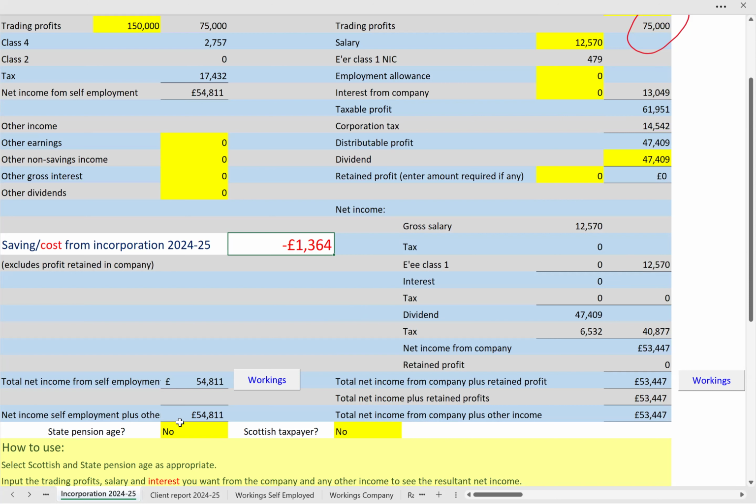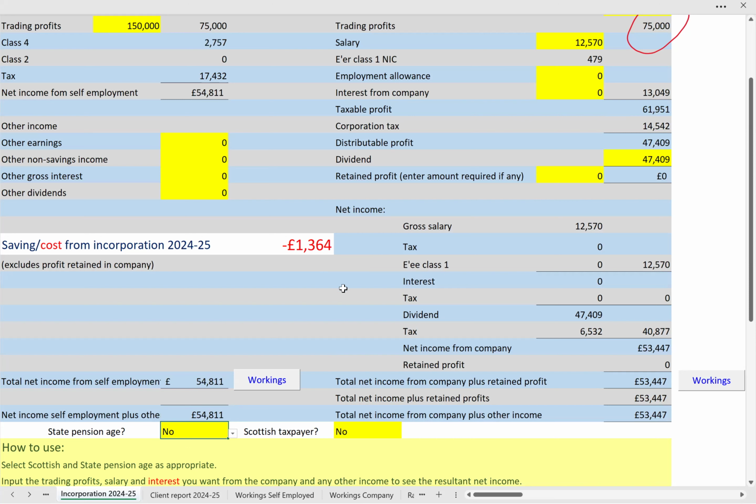Now, a couple of further variables, if you like. We can enter whether or not the individual is of state pension age. Now, that's not going to affect the company income because they're only taking salary of 12,570, and that's at the lower earnings limit, so no class 1 on that. But if I change the no to yes, and you look top left of the screen, the class 4 will disappear. So instead of 2757, the class 4 goes to 0, and that makes incorporation even worse. So let's put that back from yes to no.